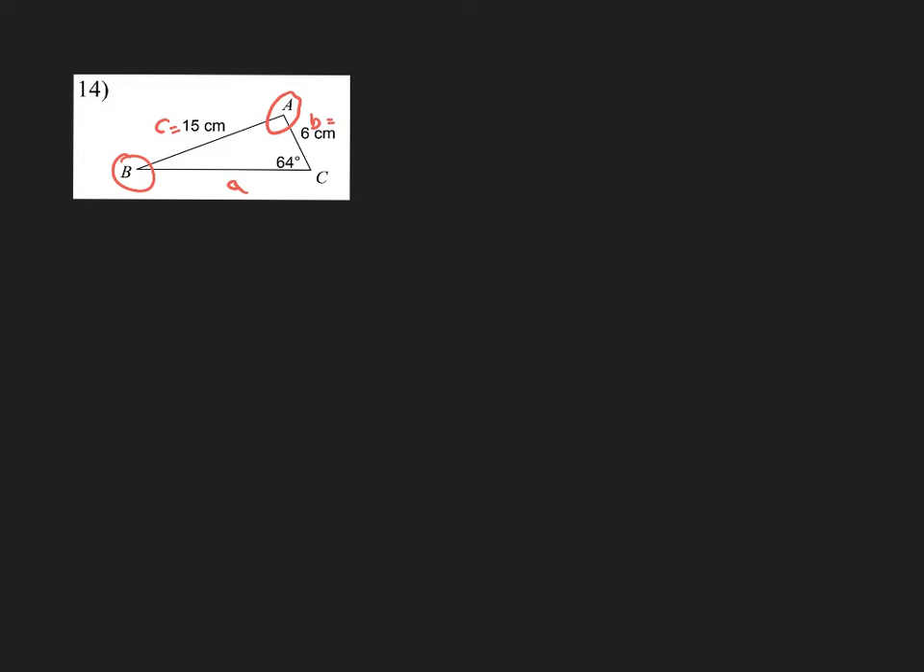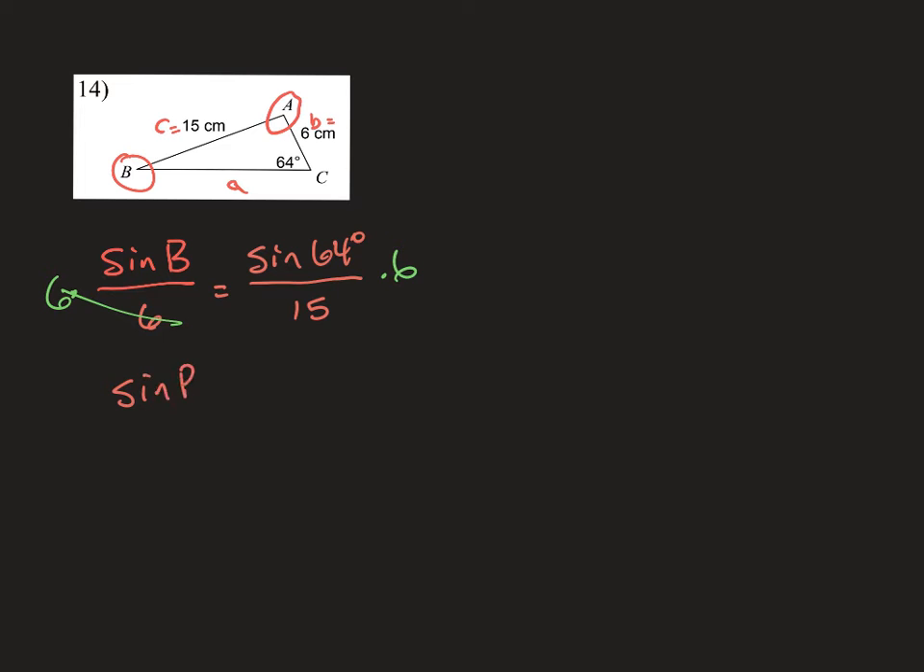I hope you'll agree that the sine of angle B over side B, which is 6, equals the sine of angle C, which is sine of 64 degrees, over side C, which is 15. And we can solve this pretty quickly by multiplying both sides by 6. Those 6's will cancel. And I'll find out that the sine of B is whatever sine 64 times 6 divided by 15 is. Crank it out on my calculator, and here's what I get. That comes out to 0.3595. I'll round it off to 4 decimals like I did before.